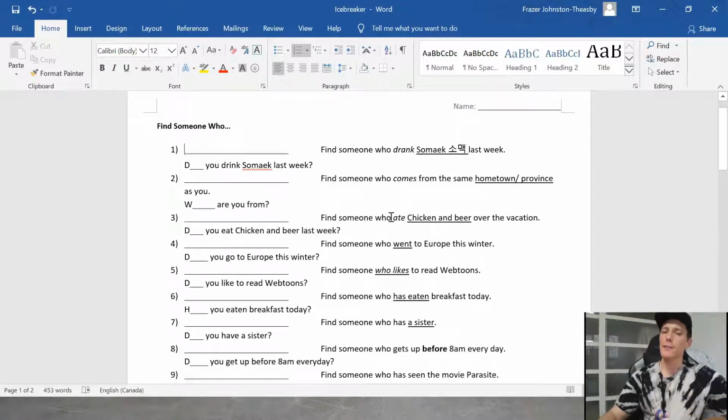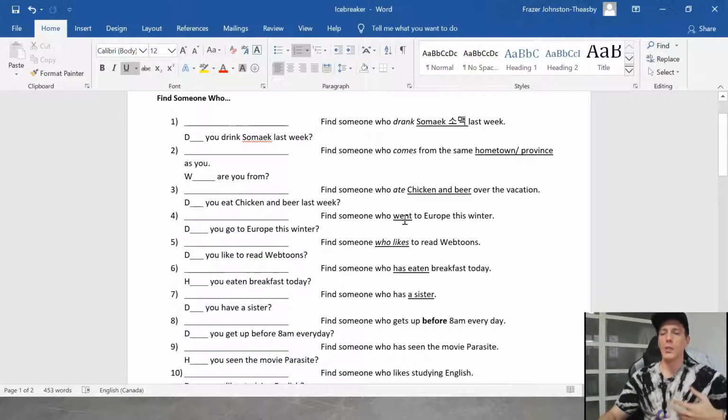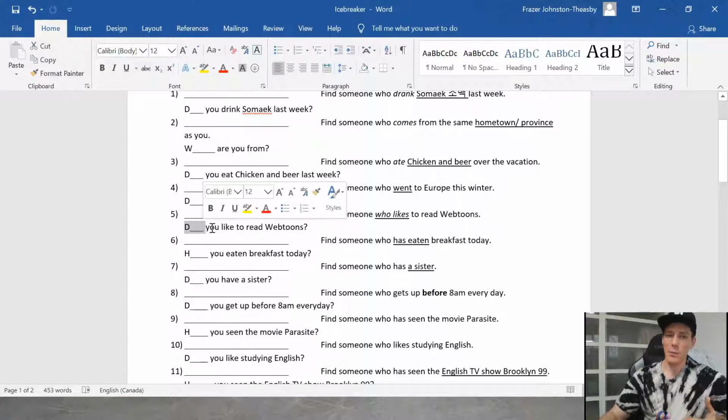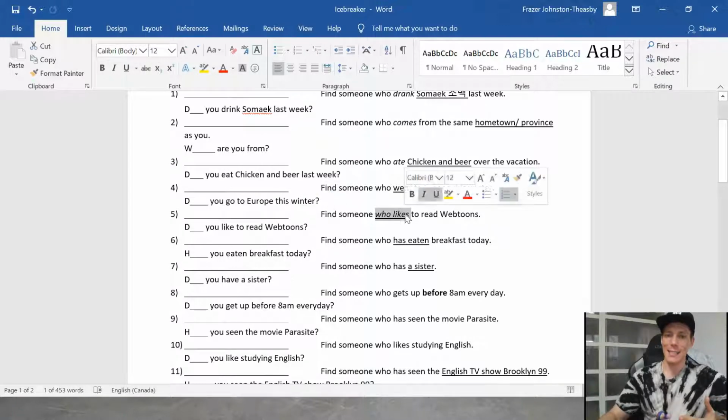Now, I've given a hint for the first ones, so you can see like ate. So you know if it's going to be past tense or present tense. So we know that one. Went. Again, we know past tense or present tense. Now, if we look at this one, it says find someone who likes to read webtoons. So, who likes to read webtoons? You need to make the question. Now, this time, it's not past tense, it's present tense. So, likes to do it now. So, you could say, do you like to read webtoons?